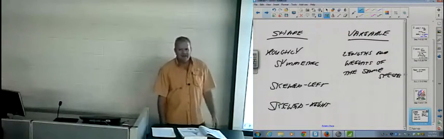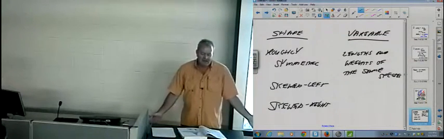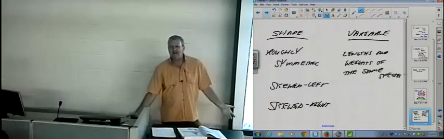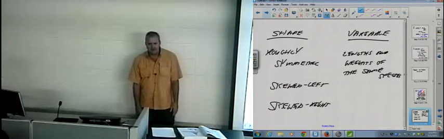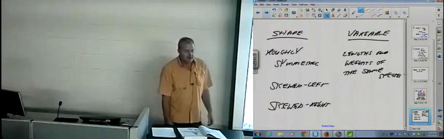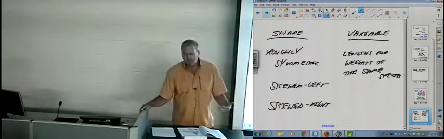SAT scores do that. ACT scores do that. Any kind of standardized test, hell, that's what they're shooting for, is something that's roughly symmetric in its distribution. What could I measure? Let's move to the next one.